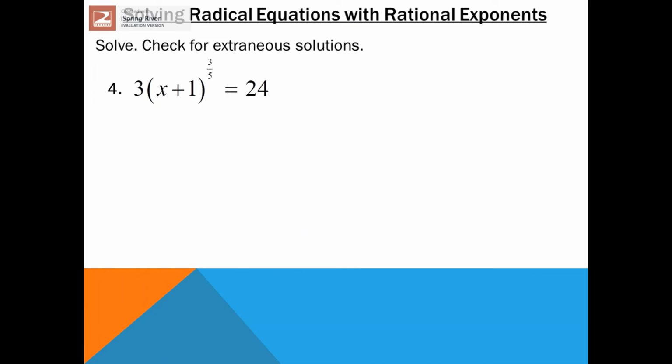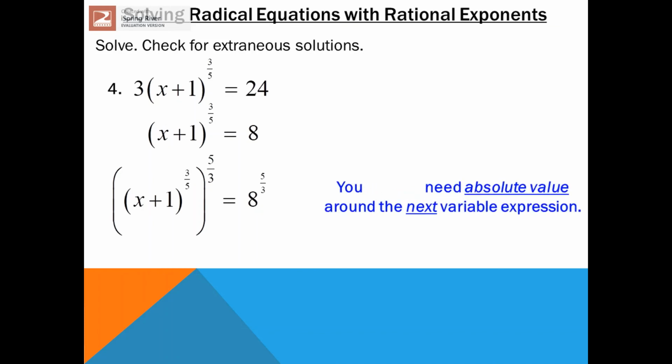Next, we have 3 times x plus 1 raised to 3 over 5 is equal to 24. Are the parentheses by itself on the left side? No. So we need to divide by 3. That's why we have x plus 1 raised to 3 over 5 is equal to 8. Now, since we have the rational exponent 3 over 5, we need to get the reciprocal of it, which is 5 over 3. Put 5 over 3 on both sides of the equation.